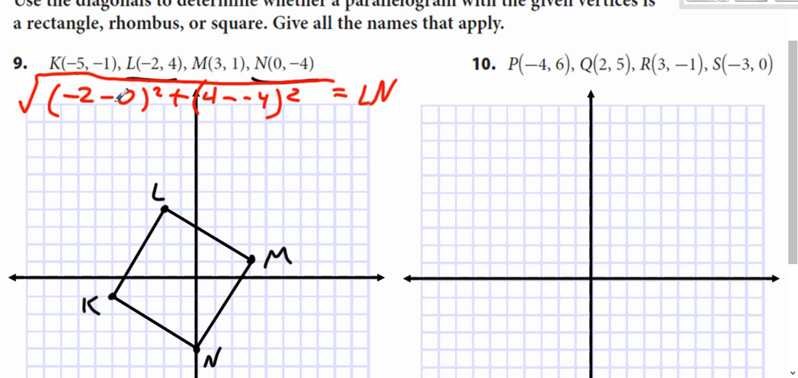So that's -2 squared is 4. 4 minus negative, that's plus, so we get 8 squared is 64. Add that up, you get the square root of 68. That's the diagonal. Square root of 68.